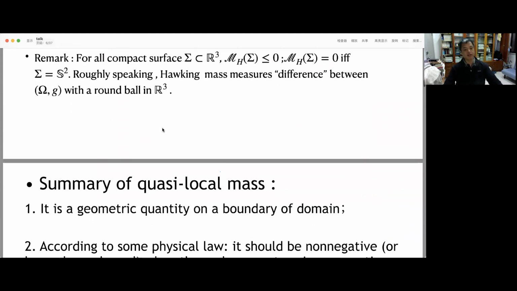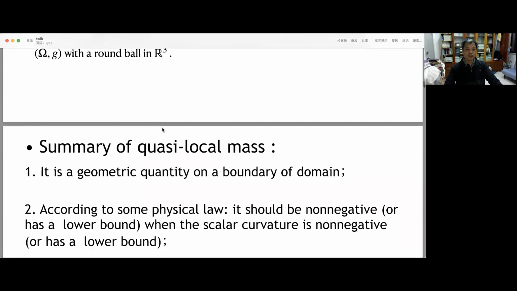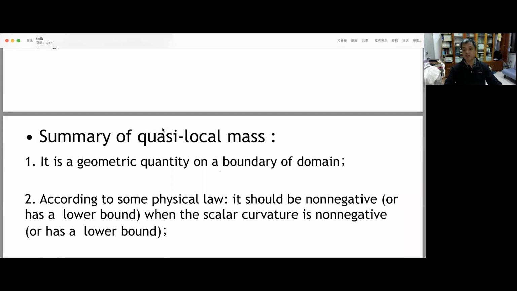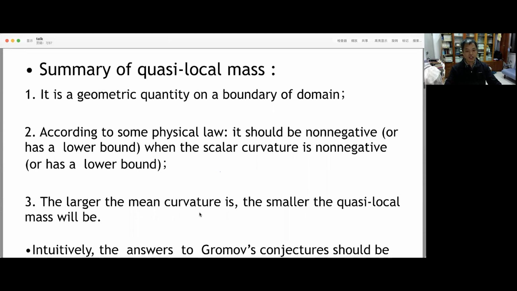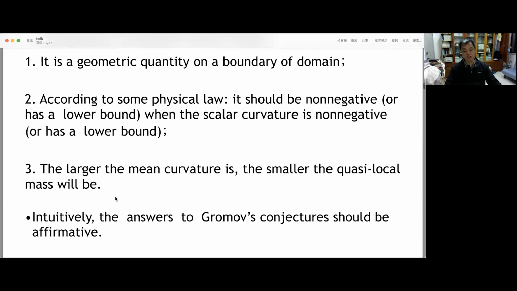Now, here is a summary for quasi-local mass. First, it is a geometric quantity of the boundary of the domain. The second one is quite interesting to me, at least. According to some physical law, it should be non-negative where the scalar curvature is non-negative. And the third one is that the larger the mean curvature is, the smaller the quasi-local mass will be. So with those facts in mind, intuitively, the answer to Professor Gromov's conjecture should be affirmative.